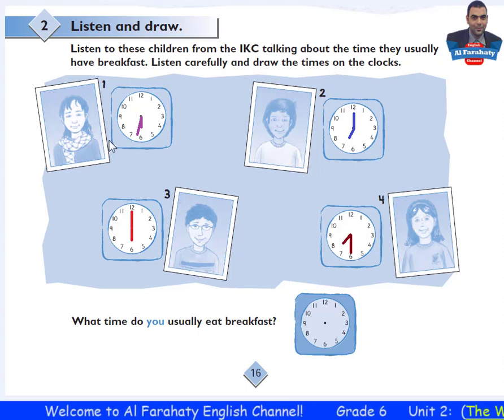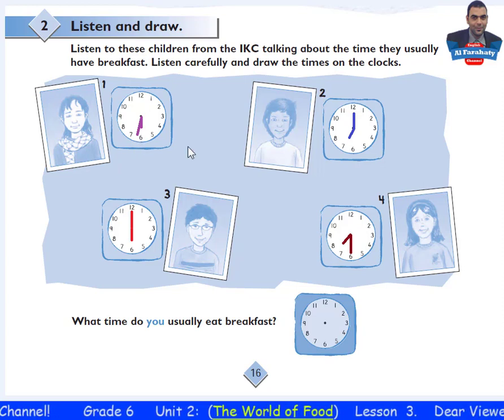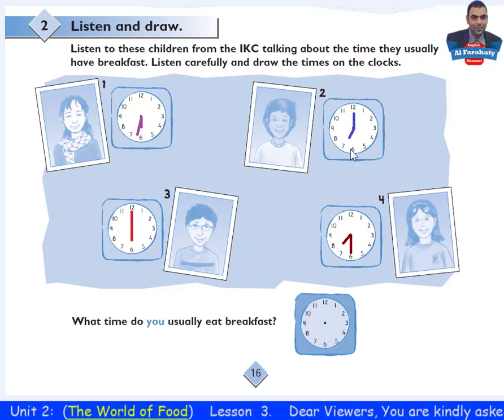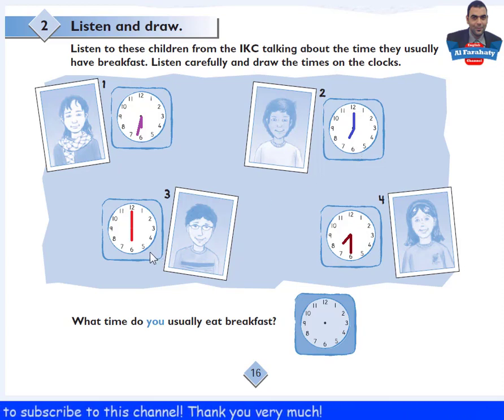What time do you usually eat breakfast, Randa? I usually eat breakfast at 6:30. What time do you usually eat breakfast, Ben? I usually eat breakfast at about 7 o'clock. What time do you usually eat breakfast, Tariq? I usually eat breakfast at 6 o'clock. What time do you usually eat breakfast, Maria? I usually eat breakfast at 7:30.